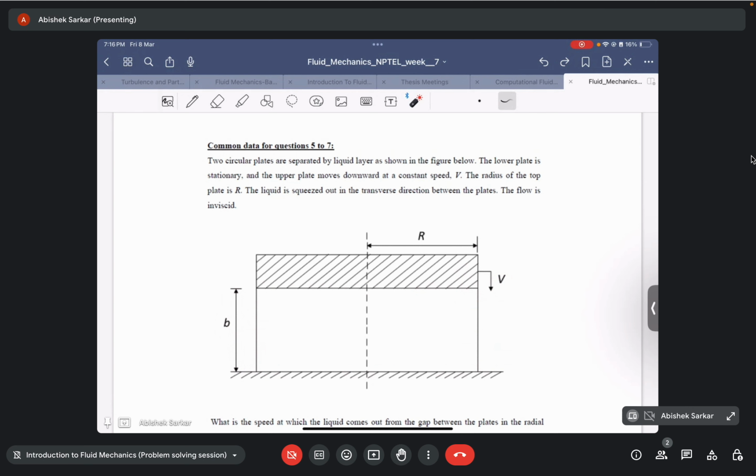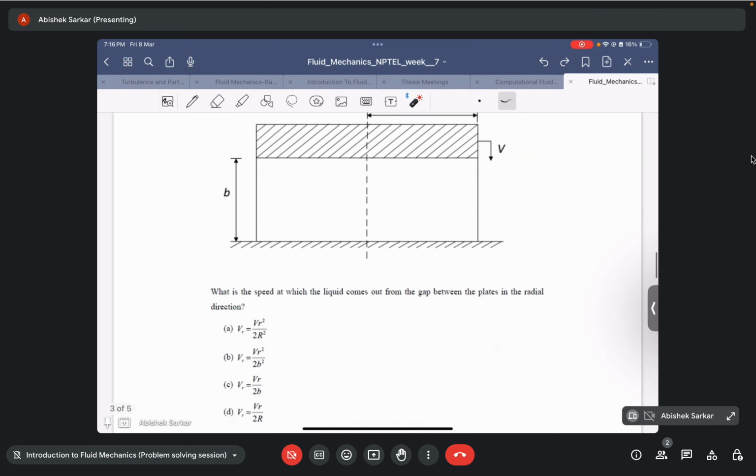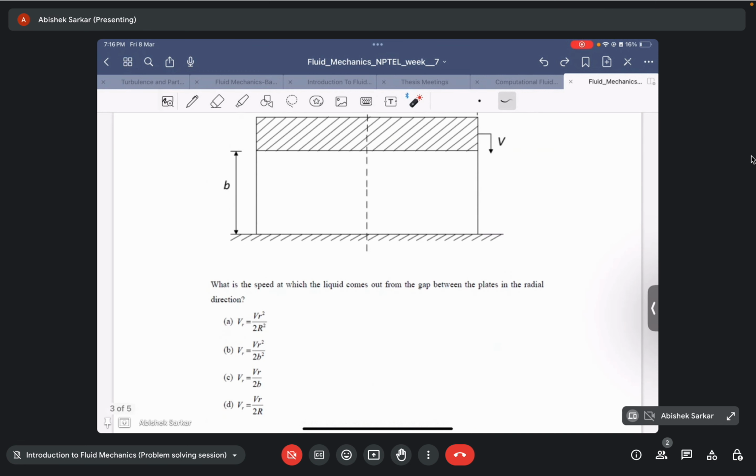Okay, then the radius of the top plate is r, and the liquid is squeezed up in the transverse direction between the plates, just what I mentioned, and the flow is inviscid. So the question is, what is the speed at which the liquid comes out of the gap between the plates in the radial direction? So we need to find the velocity vr, the radial component of velocity in this direction.